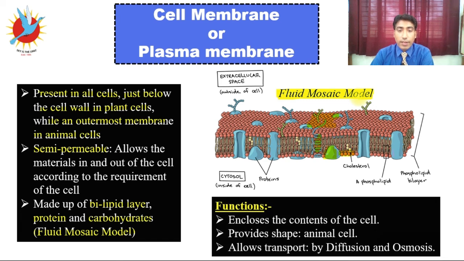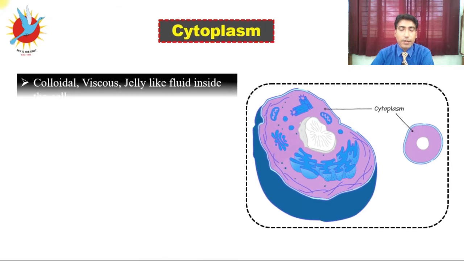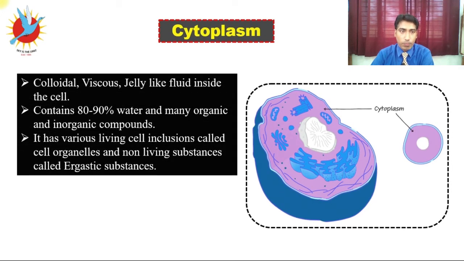Functions: the cell membrane or plasma membrane encloses the content of the cell, whatever is present inside. It provides shape particularly to the animal cell, because in the plant cell shape is provided by the cell wall, not by the plasma membrane. It allows transport by diffusion and osmosis. You must know both these terms. It is the movement of any substance from its higher concentration to the lower concentration. Our next cell organelle is cytoplasm.